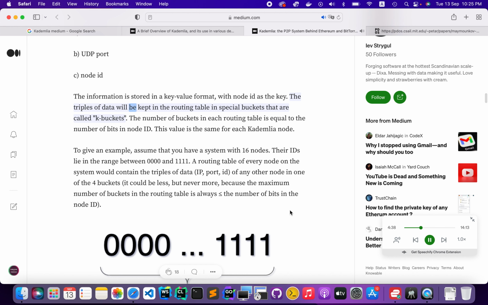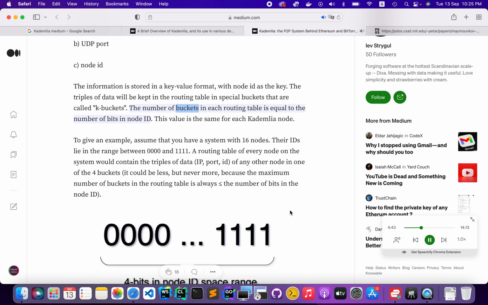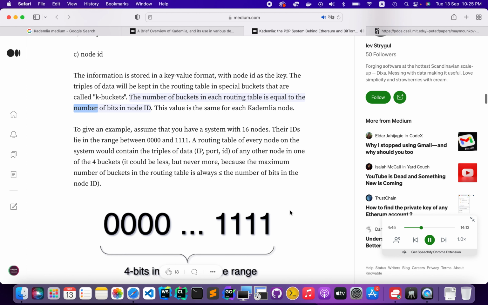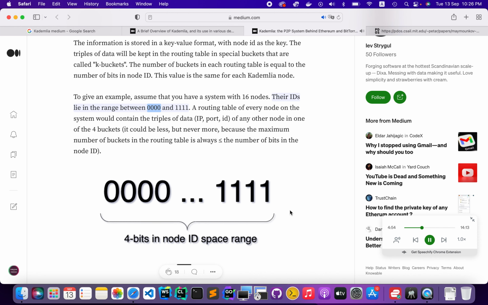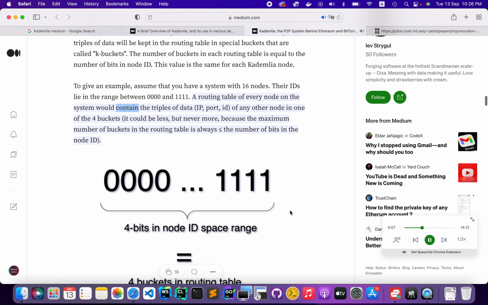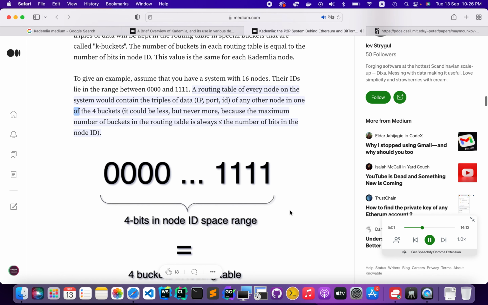The triples of data will be kept in the routing table in special buckets that are called K buckets. The number of buckets in each routing table is equal to the number of bits in node ID. This value is the same for each Kademlia node. To give an example, assume that you have a system with 16 nodes. Their IDs lie in the range between 0000 and 1111. A routing table of every node on the system would contain the triples of data, IP, port, ID, of any other node in one of the 4 buckets.